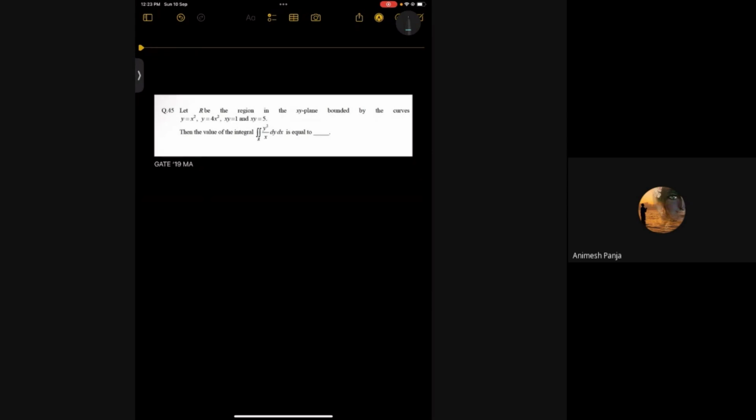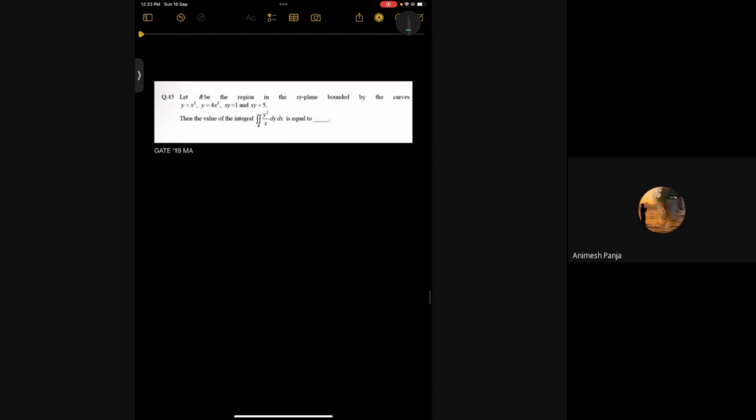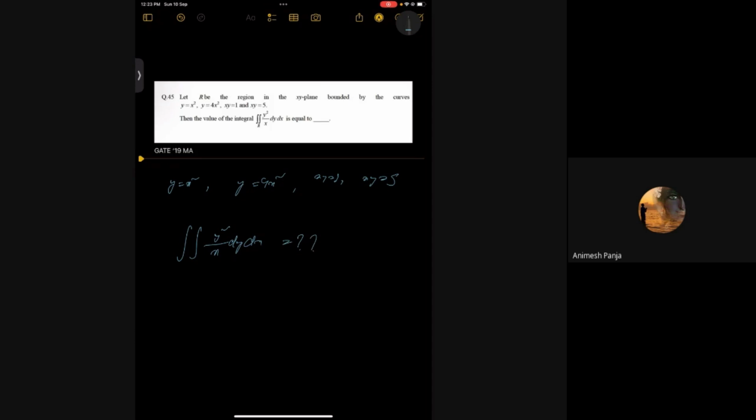Now this next problem was asked in GATE 2019 maths. Let R be the region bounded by the curves, this and this. The value of this double integral is what? So look at the curves given to you. The region is bounded between the curves y equal to x squared, y equal to 4x squared, xy equal to 1, xy equal to 5. And you're asked to find out this double integral over this region R.